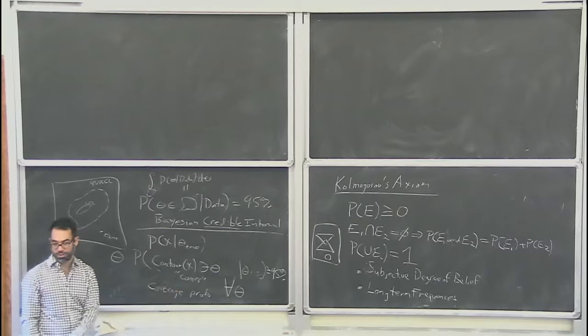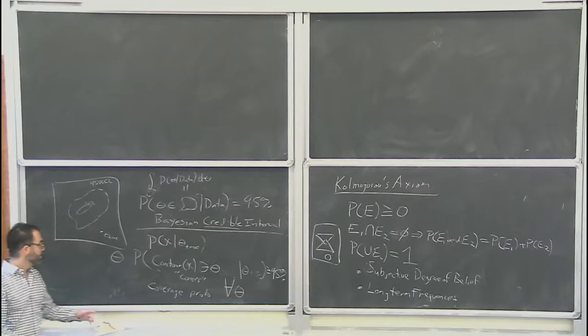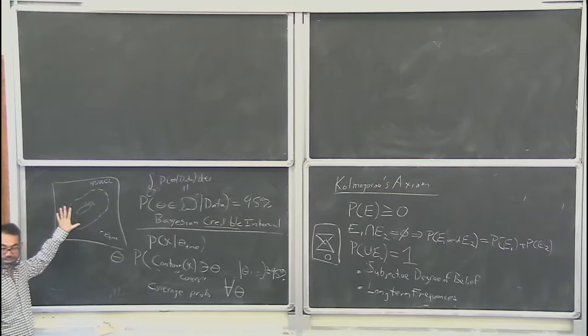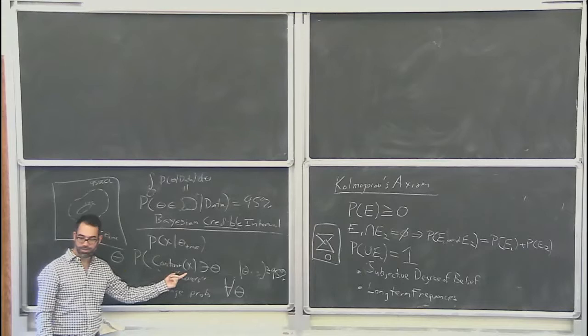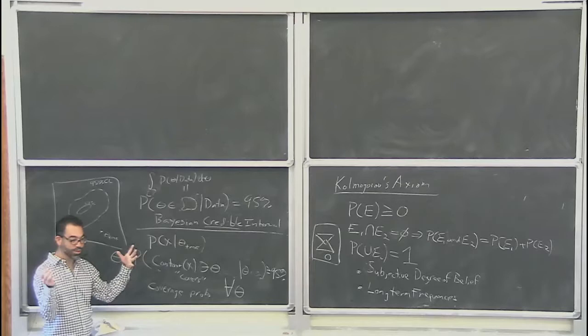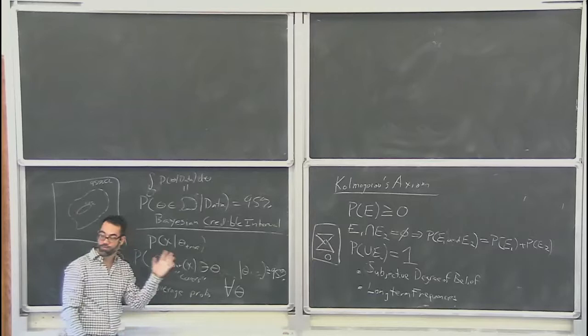And now this seems very hard to arrange, because if I don't know where theta true is, how am I going to come up with a procedure that's always going to satisfy this property? That seems hard, right? If I knew what theta was, I could imagine building something. But if I don't know what theta is, I need to come up with a procedure for making contours that has this coverage probability for everything.